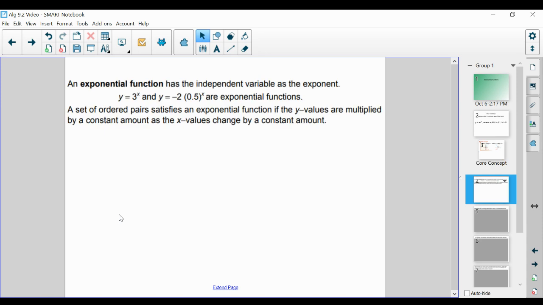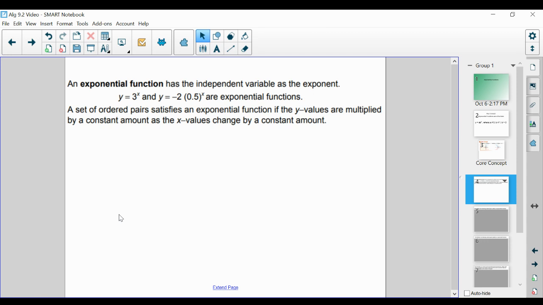So an exponential function has the independent variable as the exponent, the x. Y equals 3^x and y equals negative 2 times 0.5 raised to the x are exponential functions. A set of ordered pairs satisfies an exponential function if the y values are multiplied by a constant amount as the x values change by a constant amount. And that sounds very wordy and very tricky, but let's talk about how we're going to show that a set of ordered pairs or even a table is going to be an exponential function.